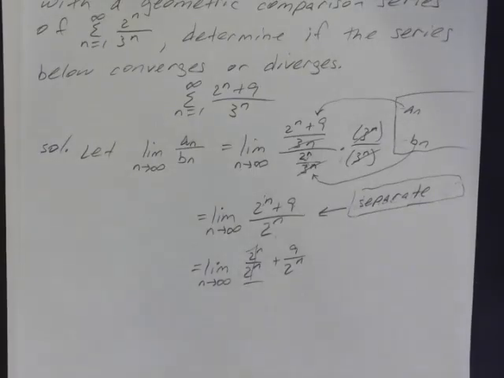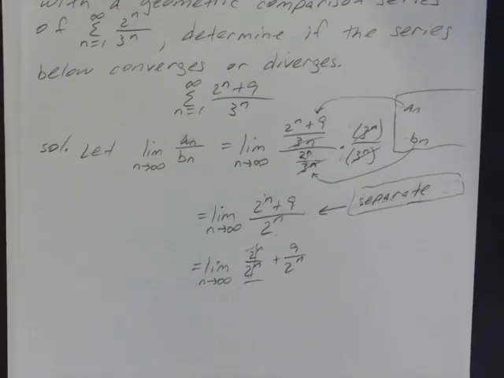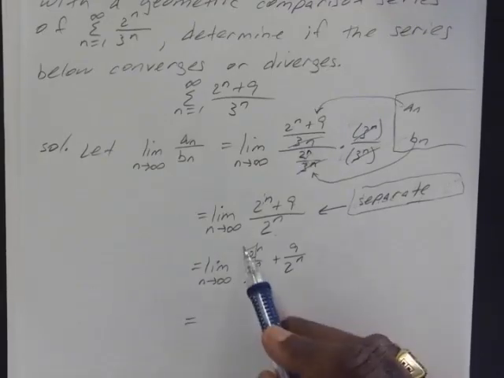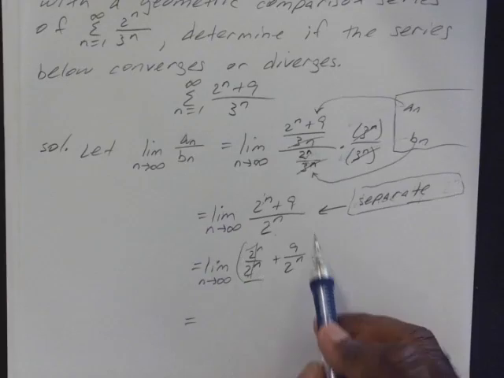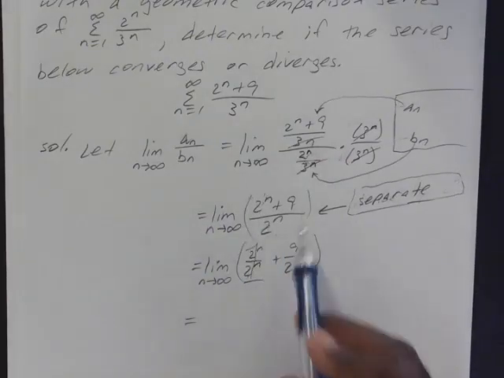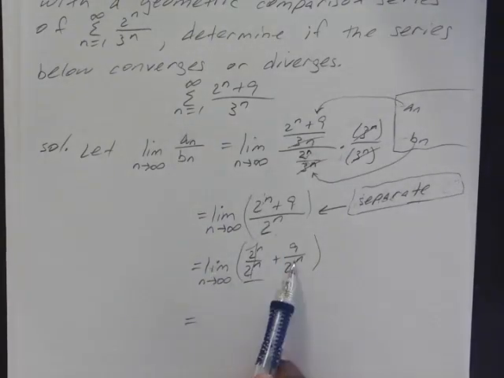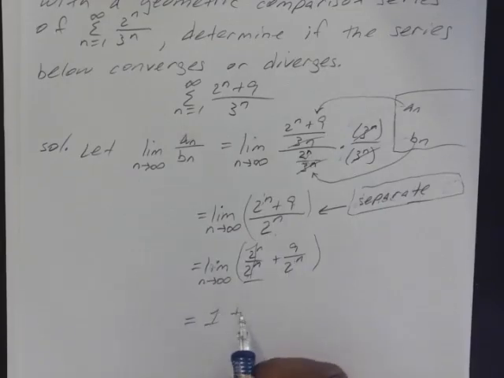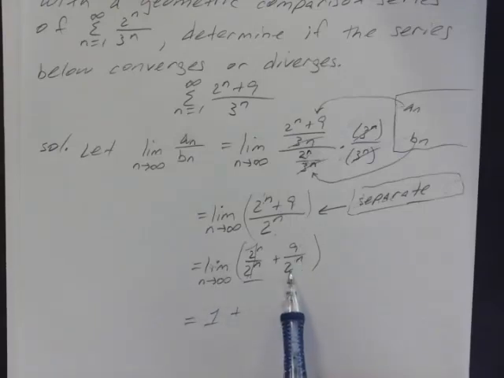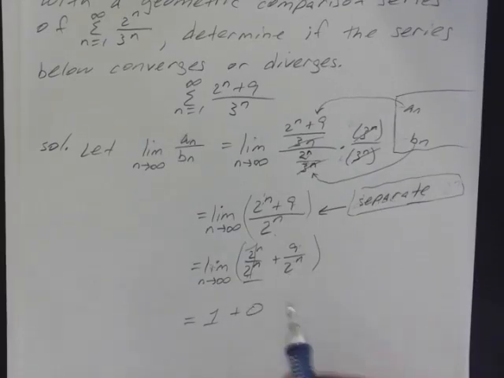So 2 to the power of n divided by 2 to the power of n is just 1. If we take the limit of both terms, and you can put parentheses around the whole thing if you want to, you don't have to, we have the limit of 1 is just 1, plus the limit of a constant divided by a number getting bigger and bigger is just 0. So this limit is just 1.